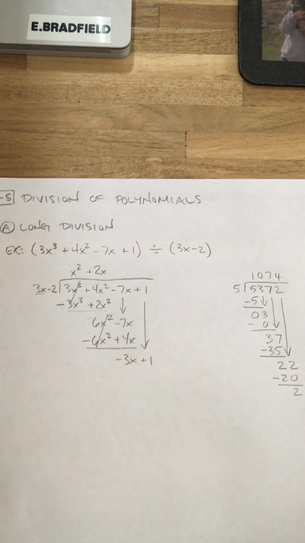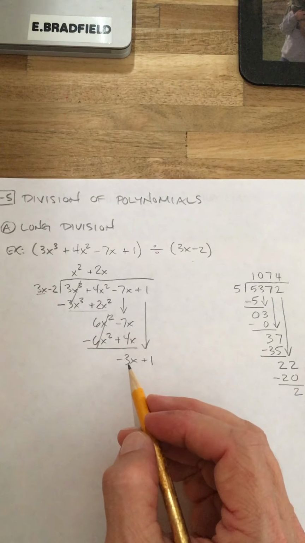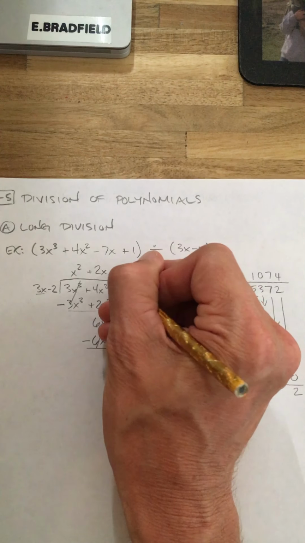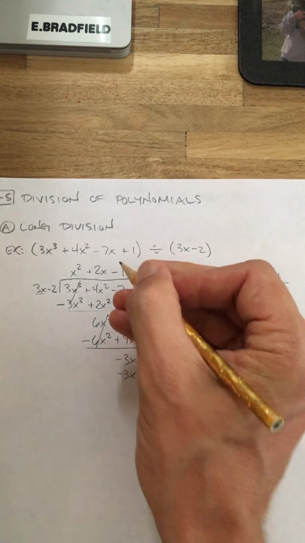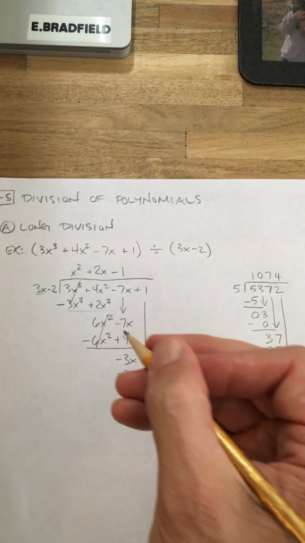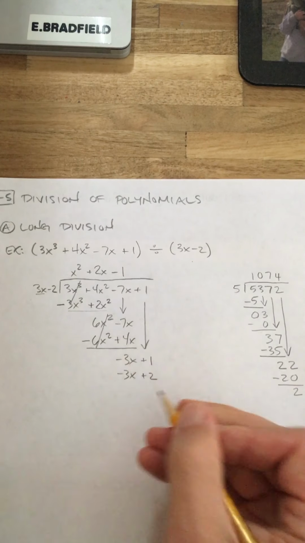Over here, 3x times what gives you negative 3x? That's negative 1. Negative 1 times 3x is negative 3x. They should always match. And then negative 1 times negative 2 is plus 2, so plus 2.